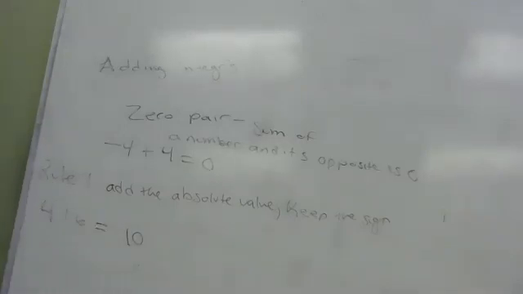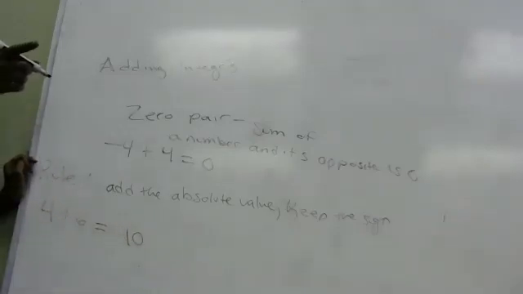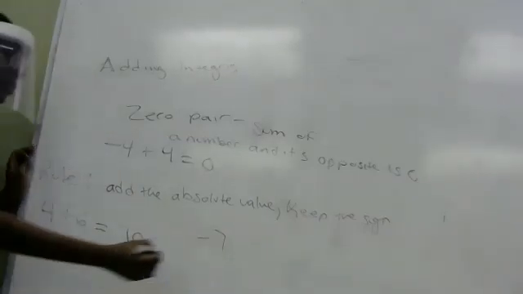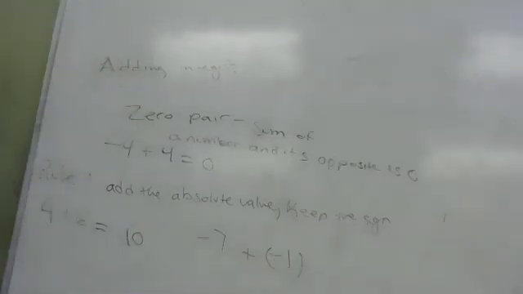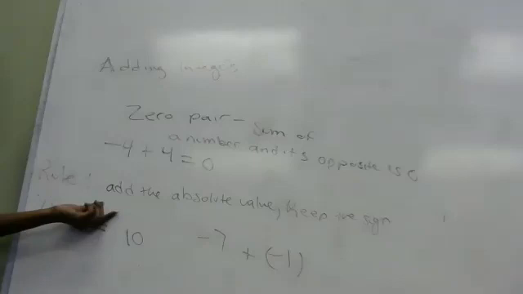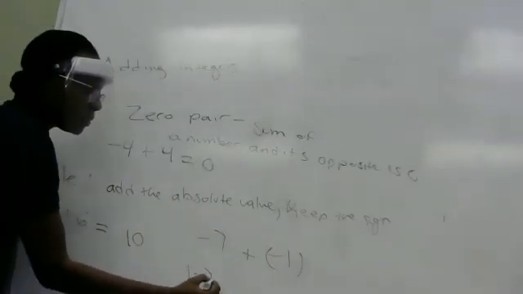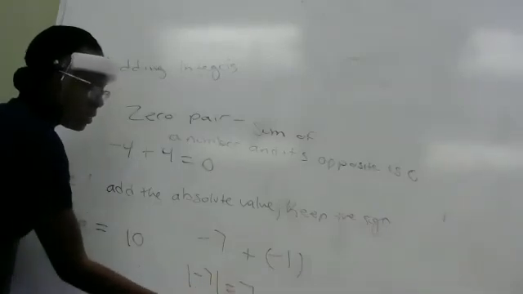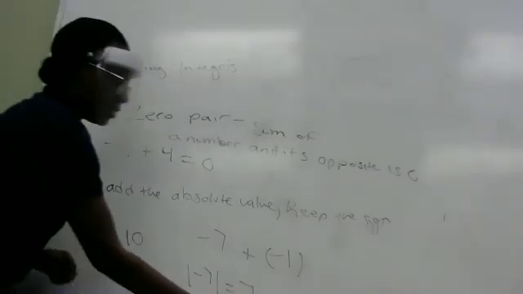Now, what if they were both negative? Give me two negative numbers. -7 and -1. So -7 plus -1. The rule says add the absolute values. What's the absolute value of -7? 7. What's the absolute value of -1? 1. 7 plus 1 is 8.